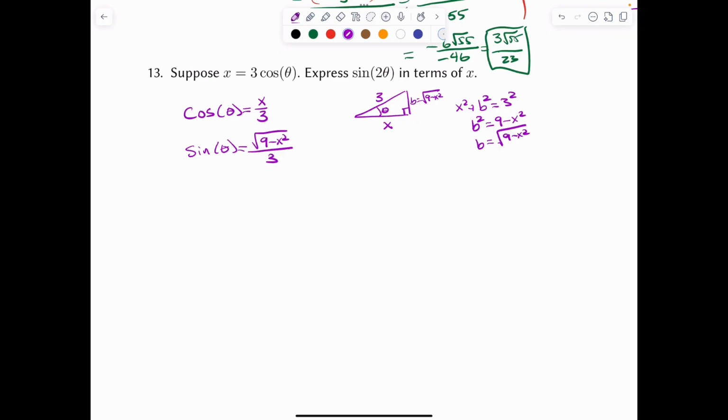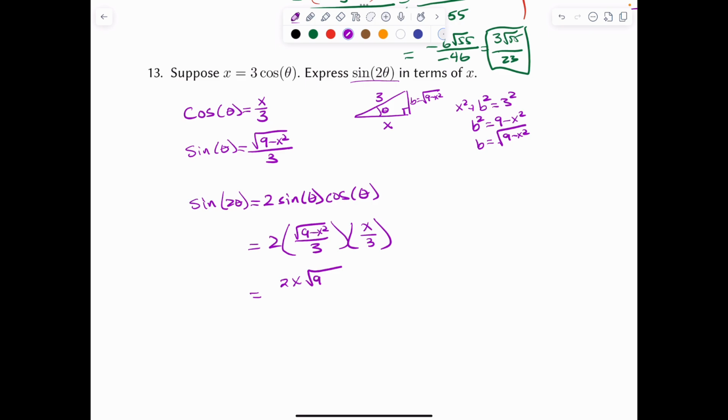And so I want to find the sine of 2 theta, and I do that by doing this. Sine of 2 theta is equal to 2 sine of theta times cosine of theta. So 2 times radical 9 minus x squared over 3 times x over 3. So that'll be 2x radical 9 minus x squared all over 9. And that's about as simple as it can get.